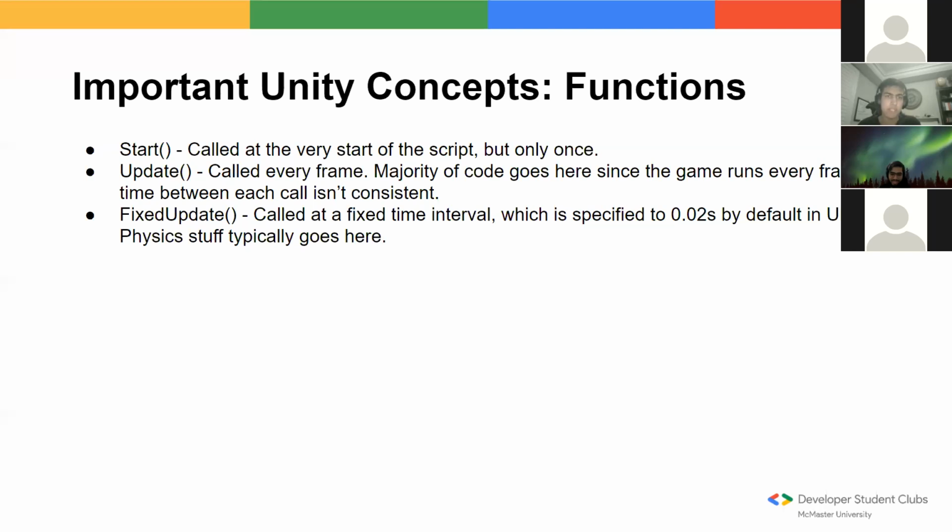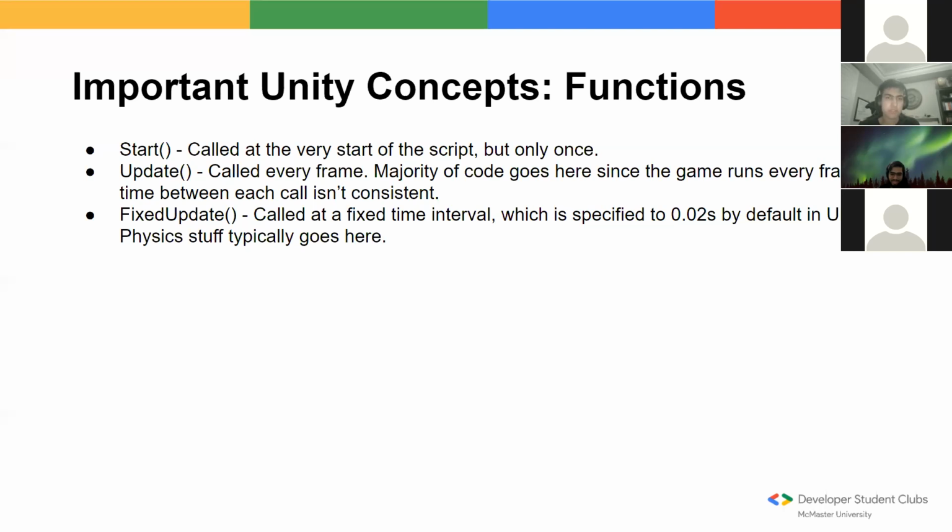The next function is the update function. This function is called at every frame. And because it's called at every frame, the majority of code goes in here, since, as we all know, games run by every frame, right? Because you use terminology like the game is running at 60 frames per second, 50 frames per second, whatever.